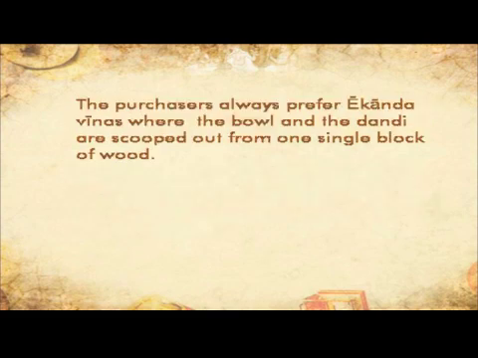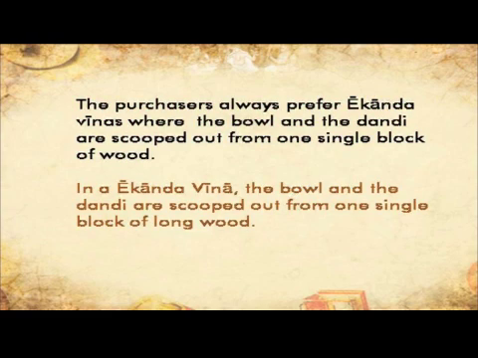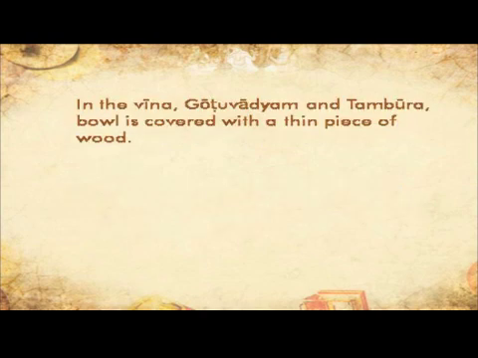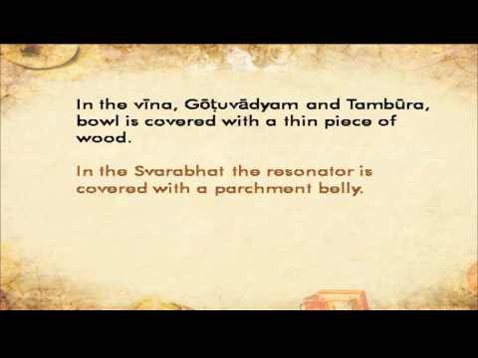Since the purchasers have rarely the time to be present at the time of the joining of the bowl and the dandi by the instrument developer, and thus satisfy themselves that the two pieces are from the same parent tree, they prefer ekanda veenas. In an ekanda veena, the bowl and the dandi are scooped out from one single block of long wood. In the veena, gotuvadyam, and tambura, the bowl is covered with a piece of thin wood. In the swarabhat, the resonator is covered with a parchment belly.